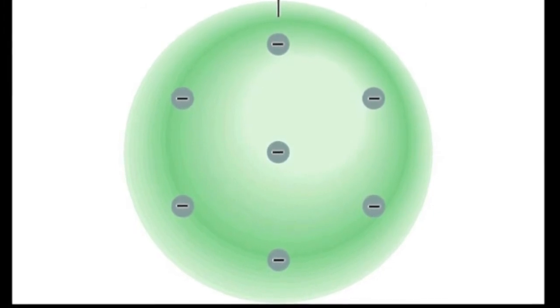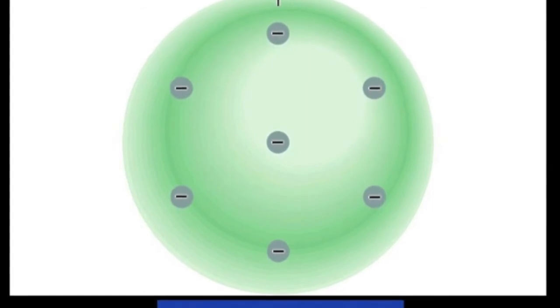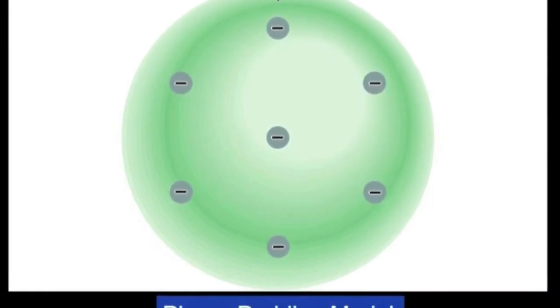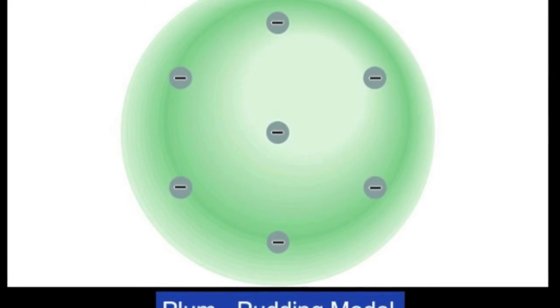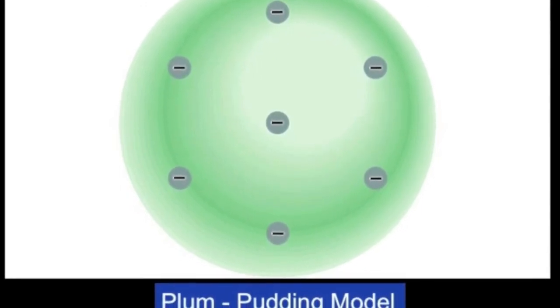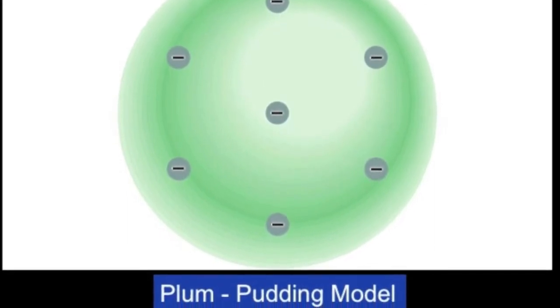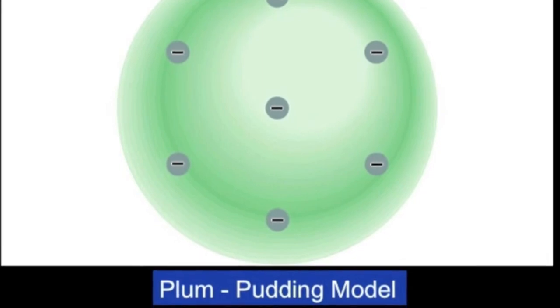So he described it as plums within pudding. That's why we call it the plum pudding model. That was one common hypothesis to explain why atoms themselves are neutrally charged, but we have this negatively charged electron. How do we work that out?